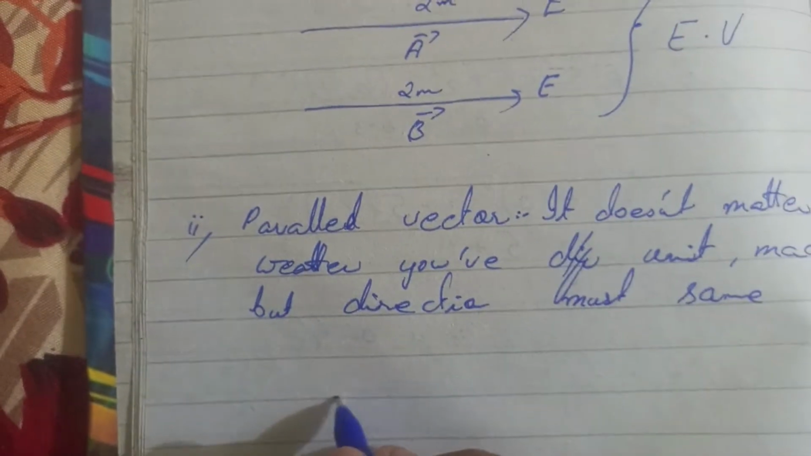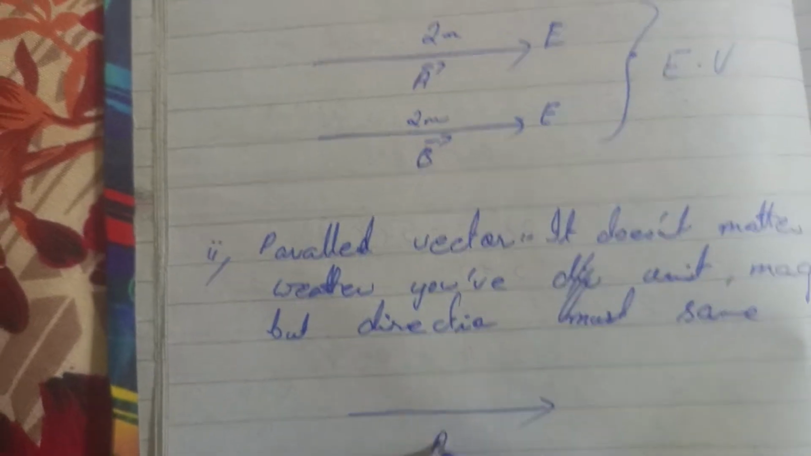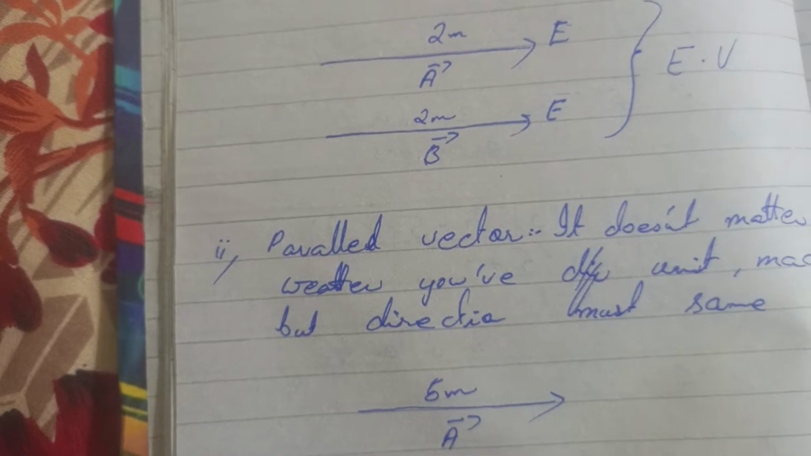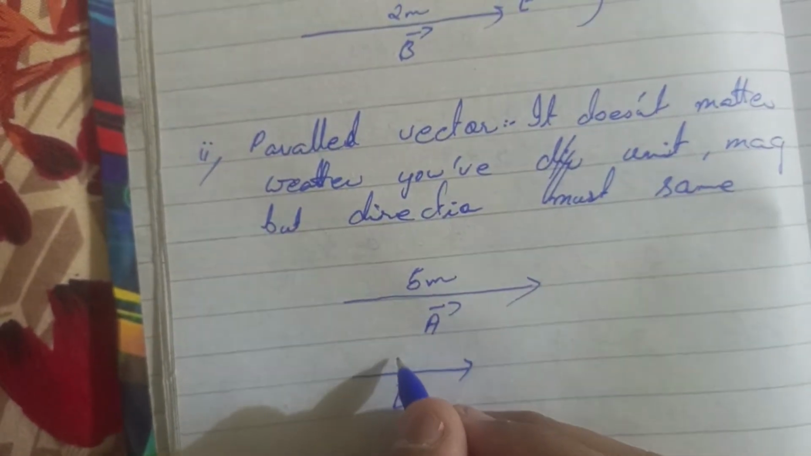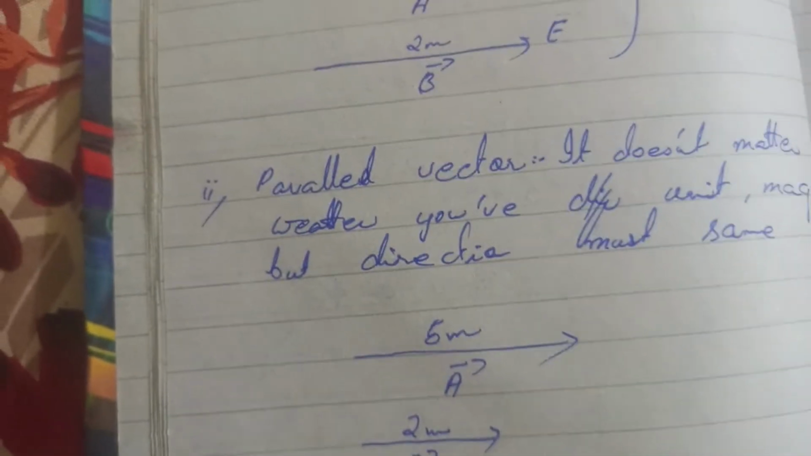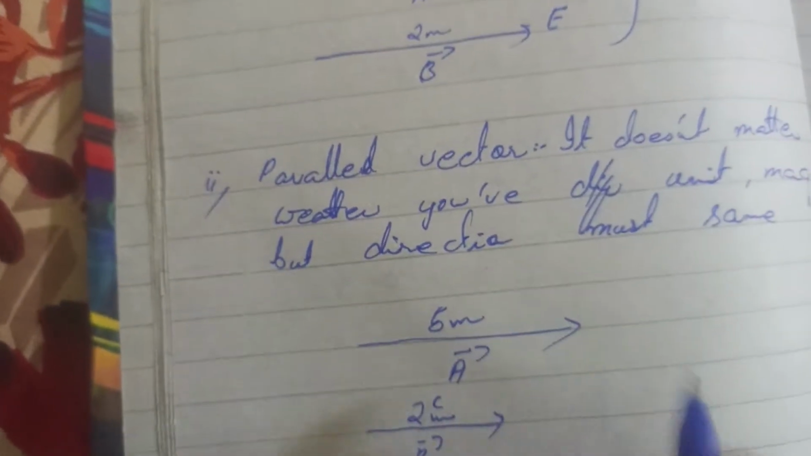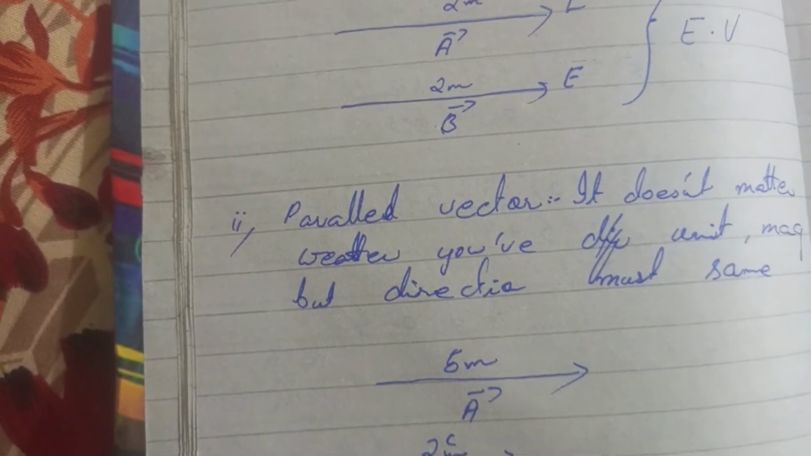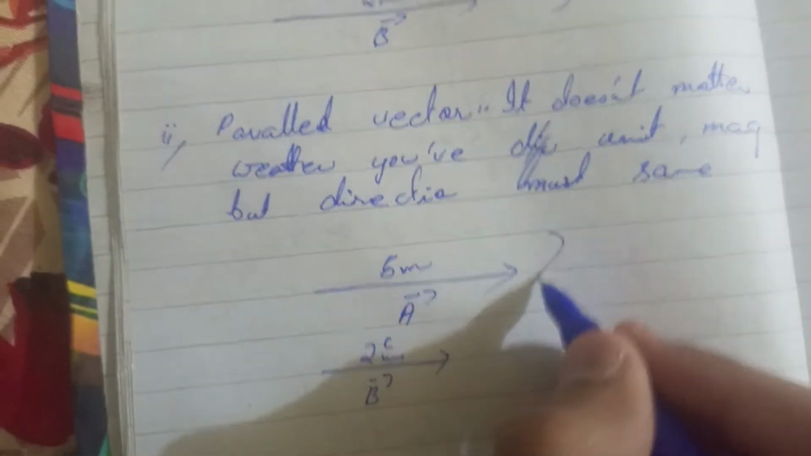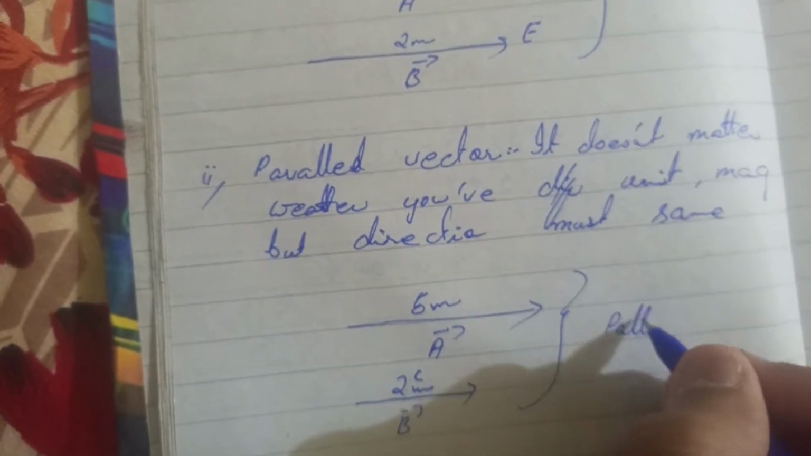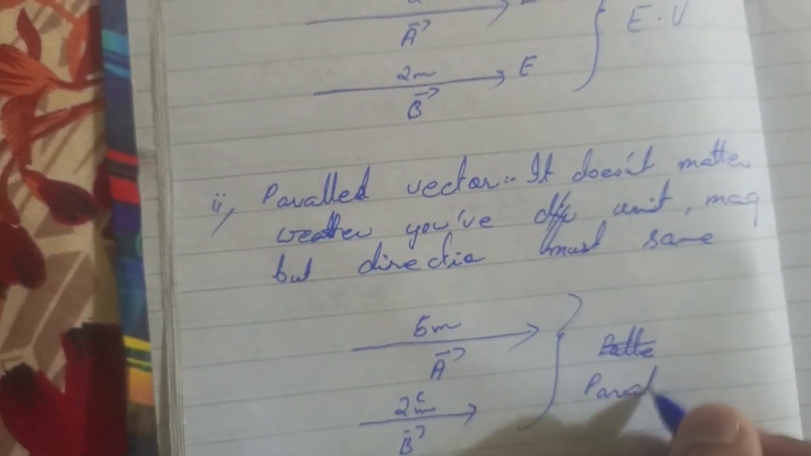So what does it mean? For example, I have a vector here, vector A, which is 5 meter long, and I have vector B, which is 2 meter long. So here, as you can see, their magnitudes are different, and units can be different, like centimeter. I put centimeter here and 5 meter, so the units are different. The units and magnitude are different, but the directions are the same, so it is said to be parallel vector. Okay, so this is parallel vector.